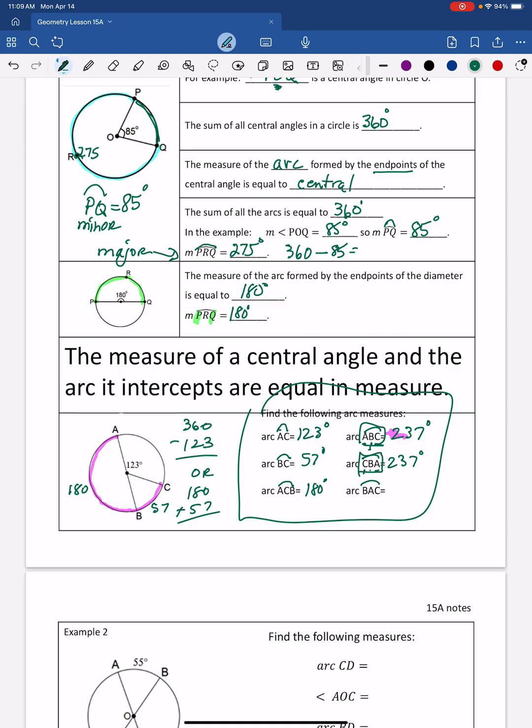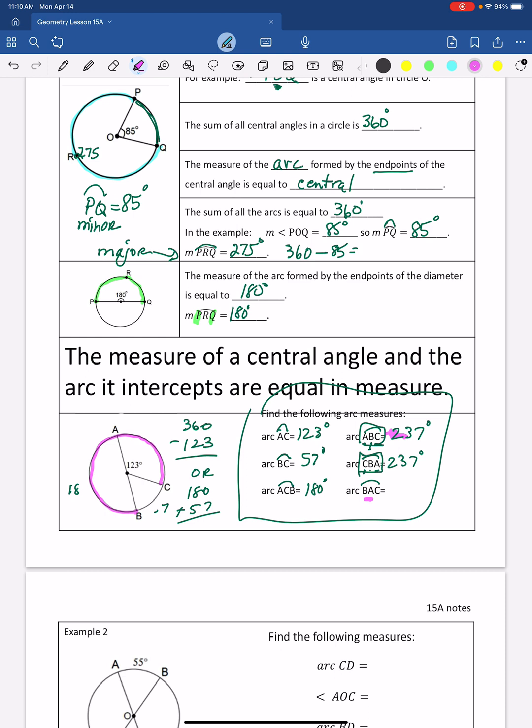And the last one, arc BAC. Arc BAC, let's get rid of this here. So we're going to start at B, we're going to go through A, so that means I have to go this way, and we're going to end at C. If I went this way, I'd hit C first, but I want to hit A first because that's next.